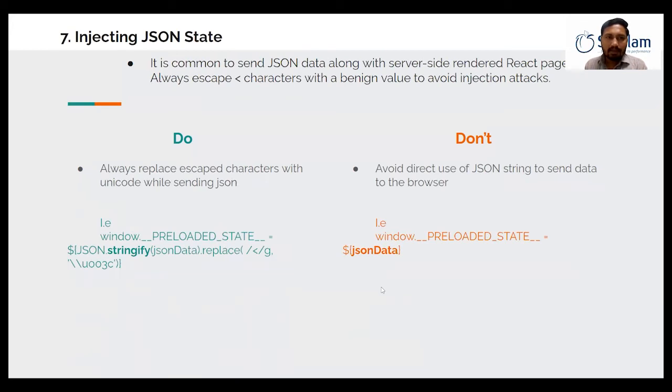Another is injecting JSON state. It's common that we take JSON from a string element and convert that data into JSON objects. While doing that, we have to avoid using DOM elements directly, so it will not lead to an injection attack on the web application. We have to use the JSON stringify method to avoid this issue.